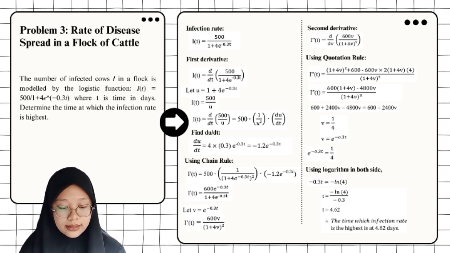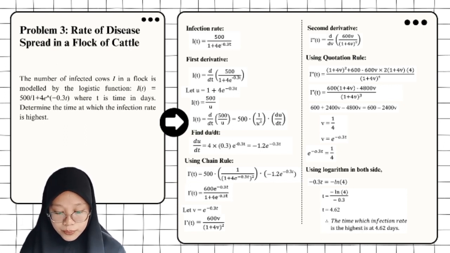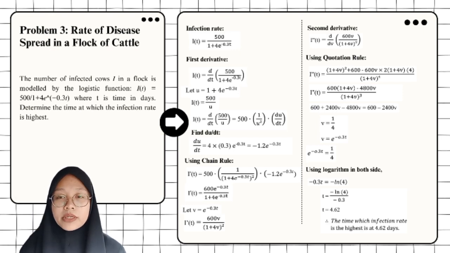So, I prime t is equal to 500 over (1 plus 4e to the power of negative 0.3t) squared times negative 1.2e to the power of negative 0.3t. And then we simplify it and get the answer of 600e to the power of negative 0.3t over (1 plus 4e to the power of negative 0.3t) squared.